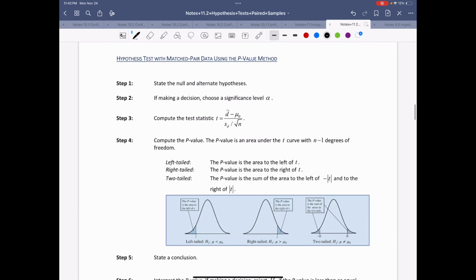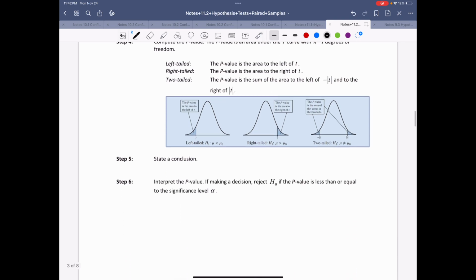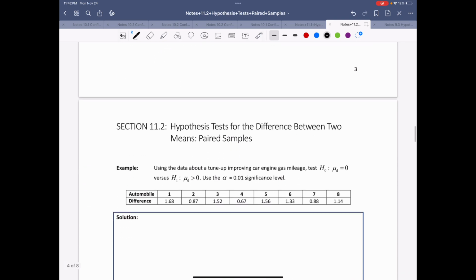All right, and when you look at this, we're not going to go through this. I just left it here in case you need it. This test statistic is the same exact thing that we did before. The only difference is they've got that D bar in place of X bar, and they've got S of D in place of just your S. And then everything else is the same.